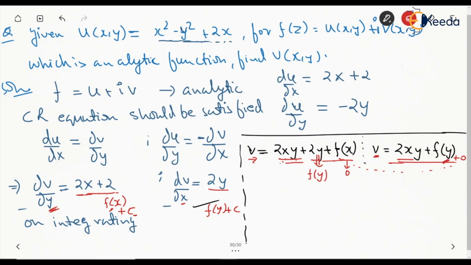So the overall v function of x and y is going to be 2xy plus 2y. If you want, you can write plus c also as a constant. Is it clear? Because we don't have any function made only of x in the integration with respect to x, but we have a function made only of y when integrating in terms of y. So that f of y will be 2y. So this will be the v.